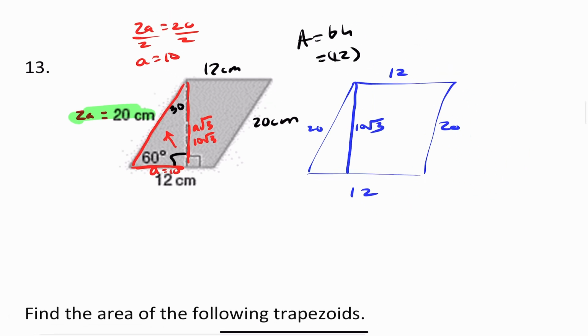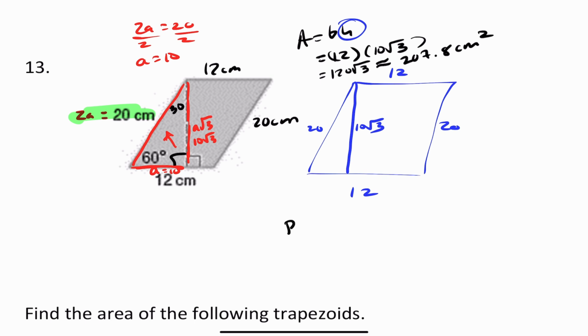So then my height is 10 root 3. So I can go ahead and multiply the coefficient to the coefficient. I have 12 times 10, which is 120 root 3. 120 times the square root of 3 is approximately 207.8 centimeters squared. Okay, so that's my first answer.